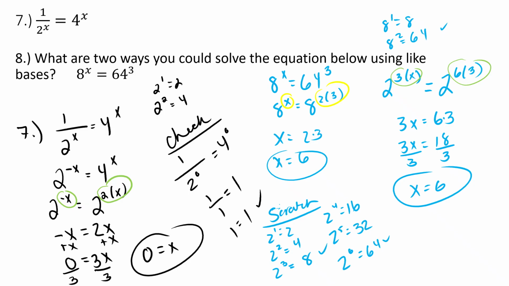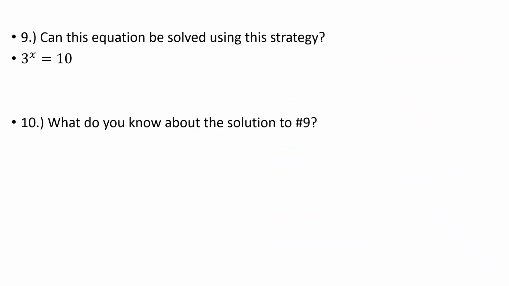All right, last 2 problems. Can this equation be solved using this strategy? So this is a yes, no question. Can you solve 3 to the x equals 10 by using this strategy?